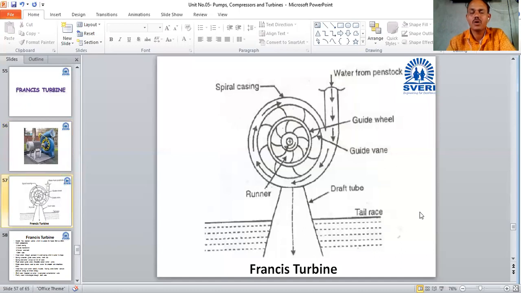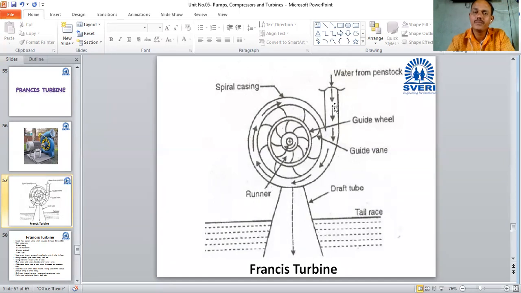Now this one is the diagram of a Francis turbine. But you should consider that you are observing this diagram from the top, and then only you can understand this. After this, I will explain. I will show you a video also, so it will be more clear in the video. In construction, it is near about the same construction as a centrifugal pump, but here the water flows in the opposite direction.